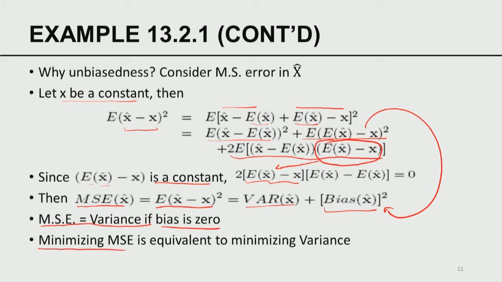Therefore, minimizing the mean square error when there is no bias is equivalent to minimizing the variance, because the mean square error becomes the variance if the bias is 0. This is one of the reasons why we are always looking for unbiased estimates. Minimum variance estimation is one class of estimation that we will deal with, and that relates to derivations in Kalman filters.